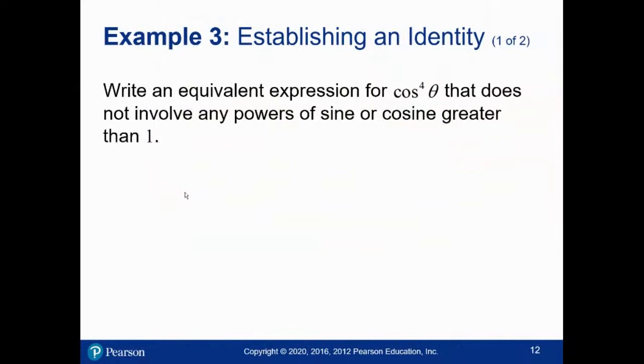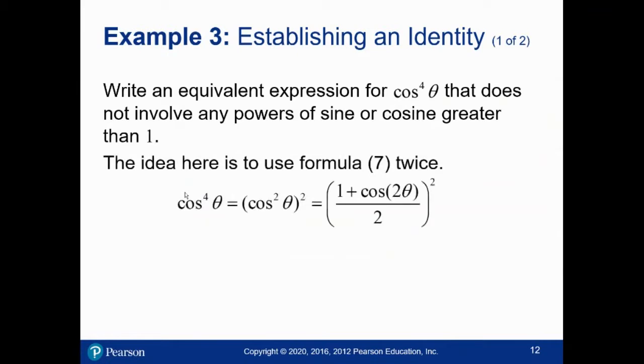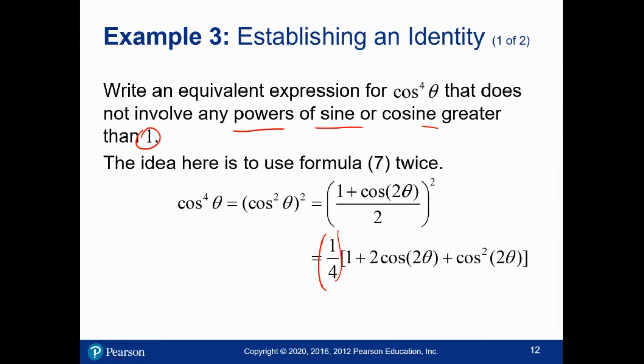So can we write an expression for cosine to the fourth that doesn't involve any powers greater than 1? All we really need to do is write this as cos squared of theta, squared. Okay, so cos squared of theta can be written in a couple different ways, but one is 1 plus cosine of 2 theta over 2, and then I'm going to square that. So notice our goal was to get the powers of sine and cosine to just be 1. Now when I square that fraction, we do get a 1/4, which we factor out just so we don't have to worry about it.